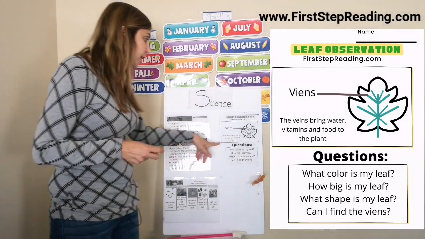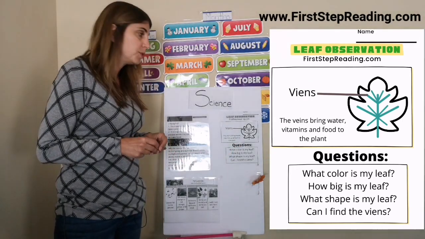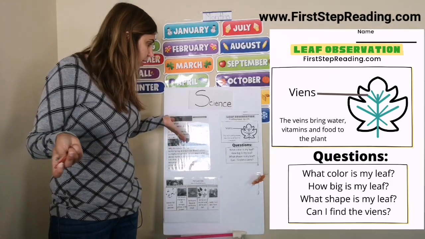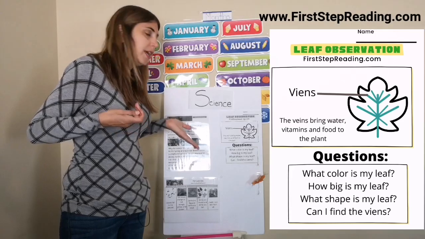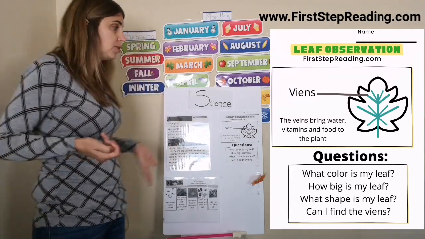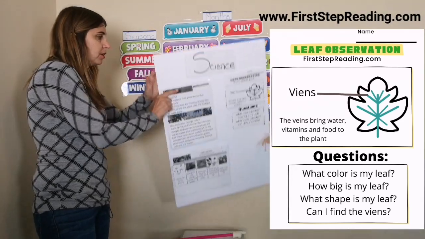So we're going to answer these questions in our leaf observation. What color is my leaf? How big is my leaf? What shape is my leaf? And can I find the veins? Okay, so now let's look at that worksheet.